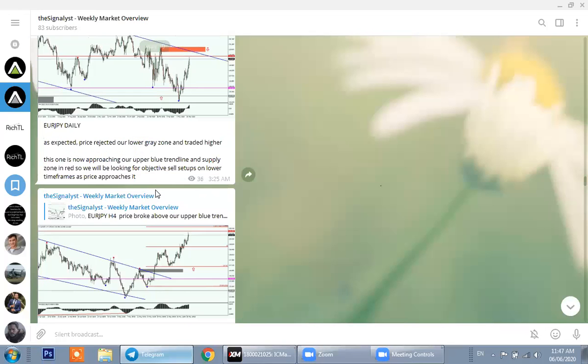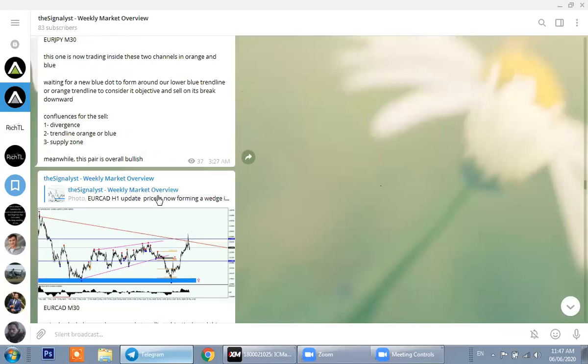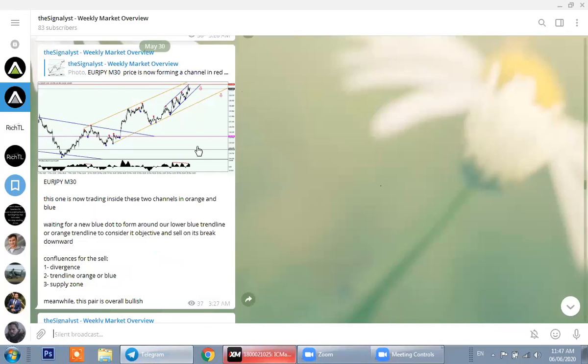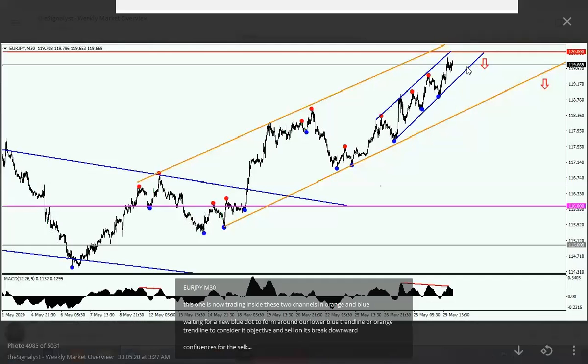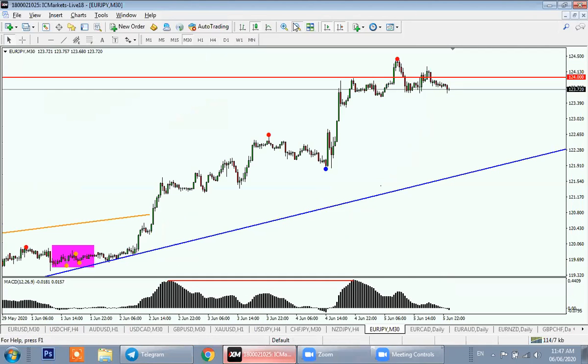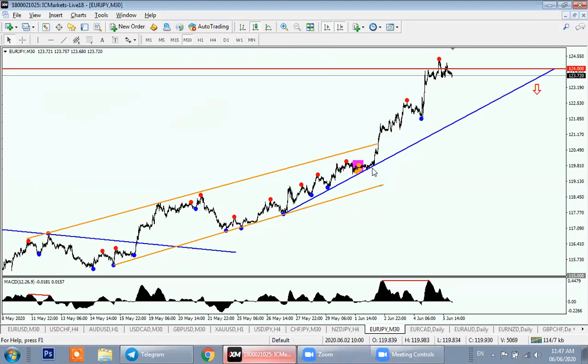And that's our daily. We also had an M30 view. On M30, price didn't break below our blue or orange trend line, so we didn't sell. As you can see here, here's our blue and here's our orange. So let's delete our orange channel as price didn't respect it. It's still respecting our blue trend line. So we are waiting for a new swing to form around it to consider it objective and then enter on break downward.